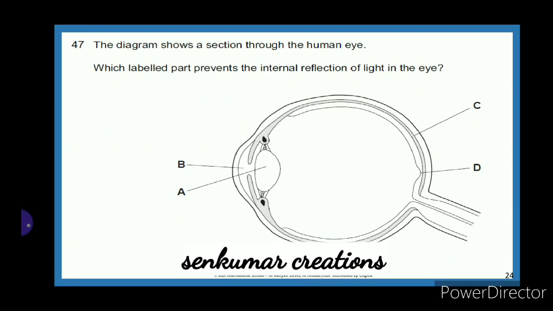The diagram shows a section through a human eye. Which labelled part prevents the internal reflection of light in the eye? We know very well which part it is. The answer is the choroid. Okay, the choroid layer is there, so it is controlling the internal reflection of light. Light intensity is controlled by the iris. They are asking which prevents the internal reflection of light in the eye.